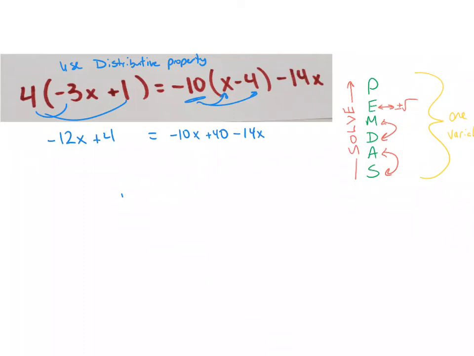So I have x's here, here, and here. So I want all variables on one side. So the first thing I'm going to do is combine like terms. So I'm going to put the x's together.